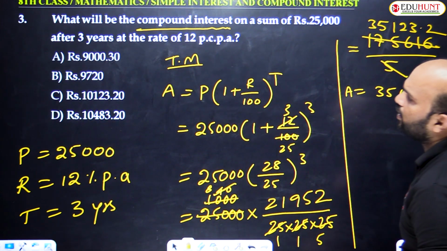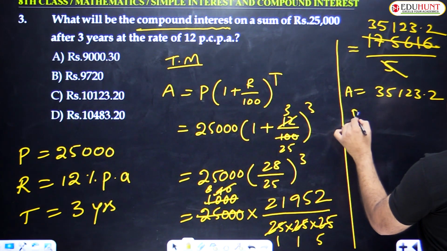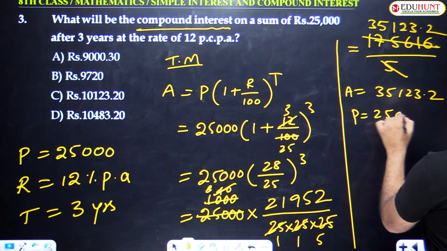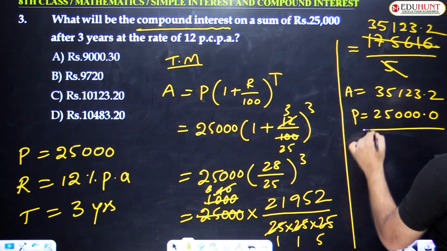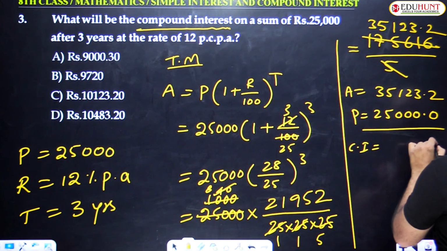But the question is asking for compound interest. So amount minus principal. Principal is already given as 25,000 rupees. The difference is called compound interest. What is the difference?